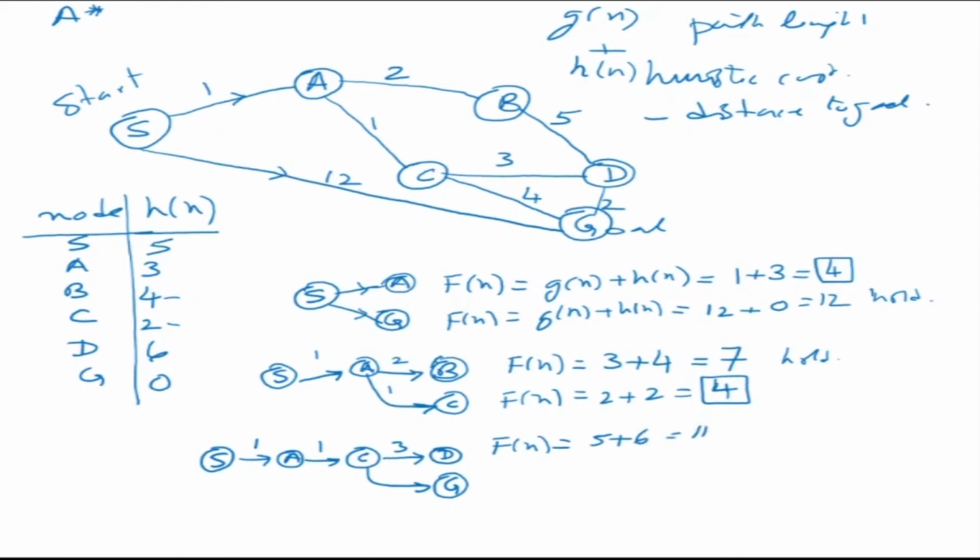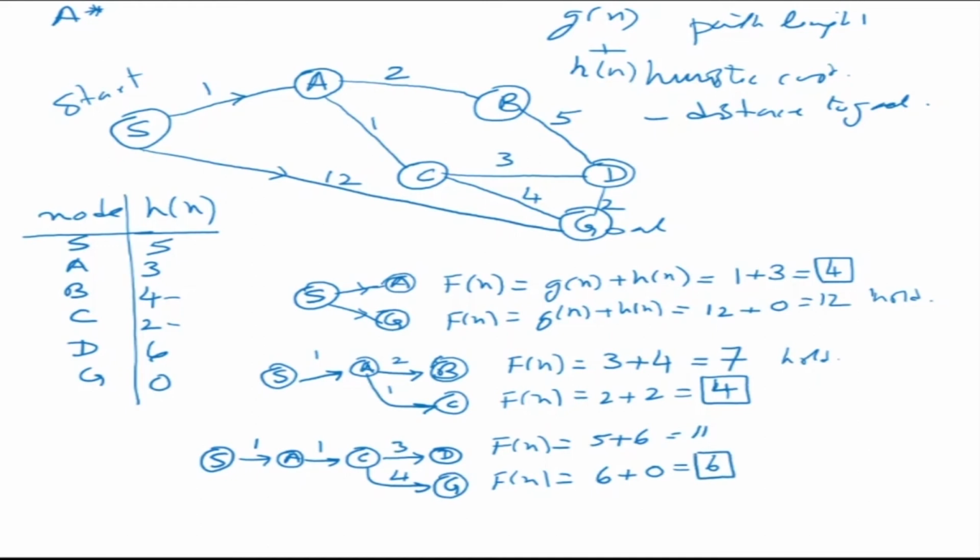Now, what about C to G? C to G has a path length cost of 4. So Fn is equal to 6, plus G's heuristic, which is 0, so it is 6. Okay. Now, out of these two, which is smaller? 6 is smaller, so I box it.